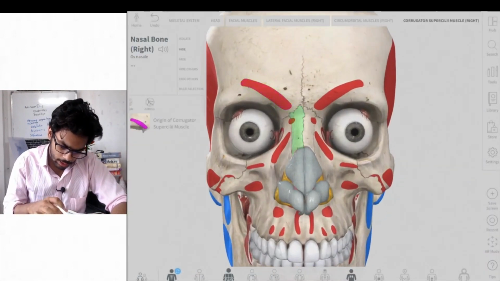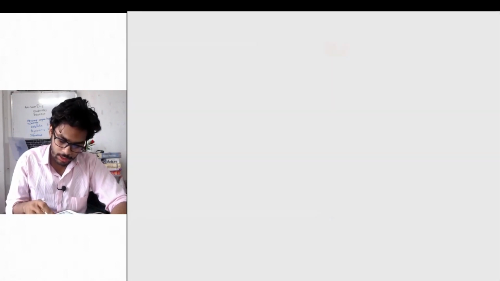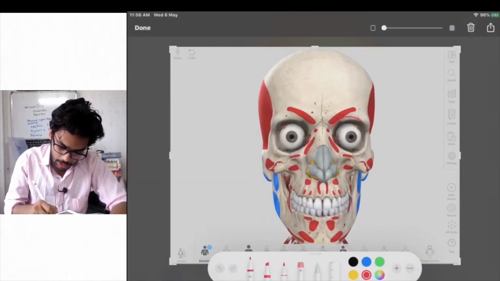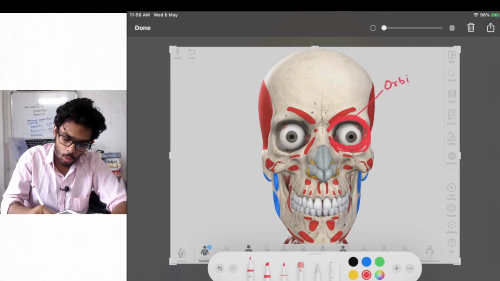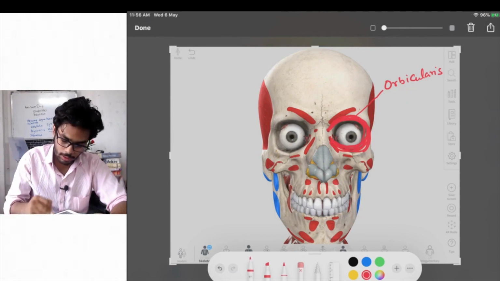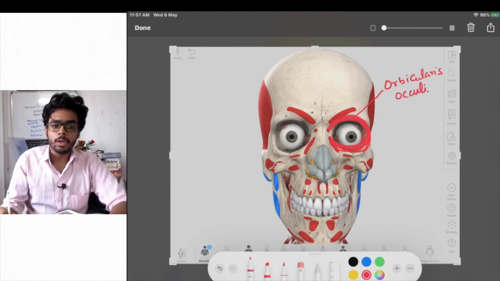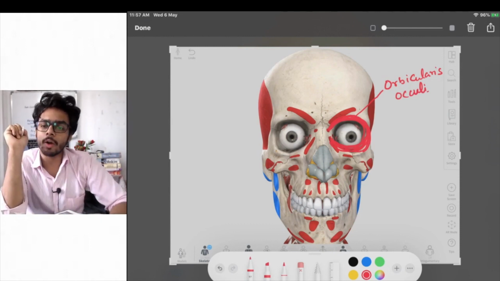Now we have another muscle which is surrounding the eye. This muscle is surrounding the eye like this, and it also originates from the medial part of the orbital margin, and the name of this muscle is orbicularis oculi. It is not oris. Oris is the mouth. It is oculi. Am I clear? So it arises from the frontal process of maxilla and from the nasal part of the frontal bone.